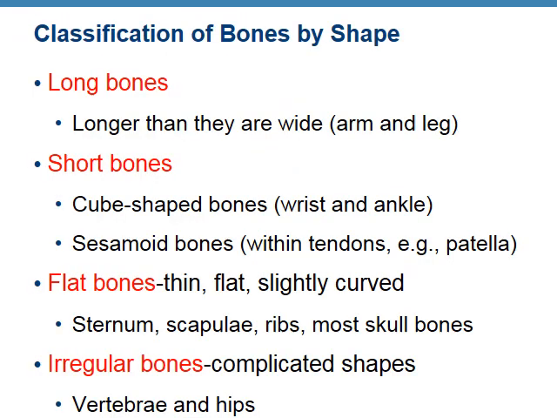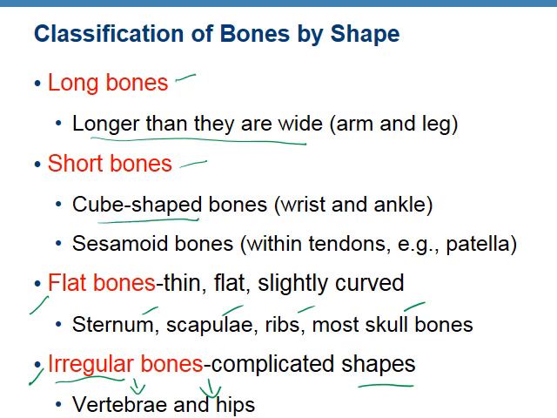Besides the two divisions, we also classify bones by their shape. So we have long bones, short bones, flat bones, and irregular bones. Irregular makes sense, right? Complicated shapes, we could figure out what we're talking about. Vertebrae, your os coxa or your coxal bones are very irregular in shape. Flat bones, they're thin, they're flat. This could be the sternum, the scapula, ribs, skull bones. Long bones are longer than they are wide, and short bones are cube-shaped.